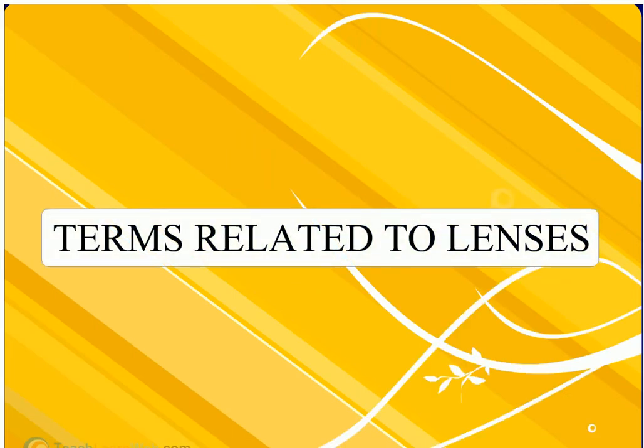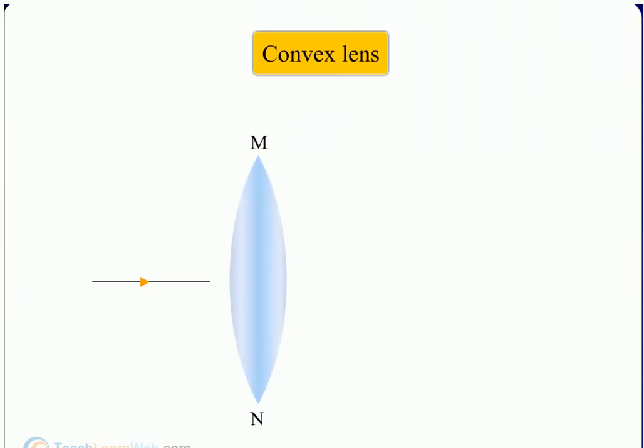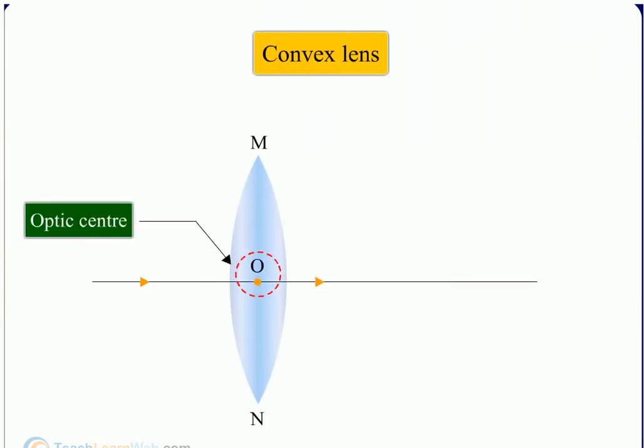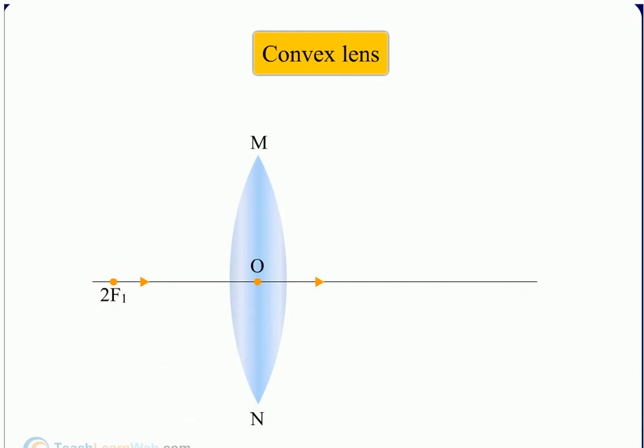Terms related to lenses. Optic center O. It is the geometric center of the lens. Center of curvature 2F. It is the center of the imaginary spherical surface of a lens. Principal axis. It is the imaginary line passing through the optic center and center of curvature.